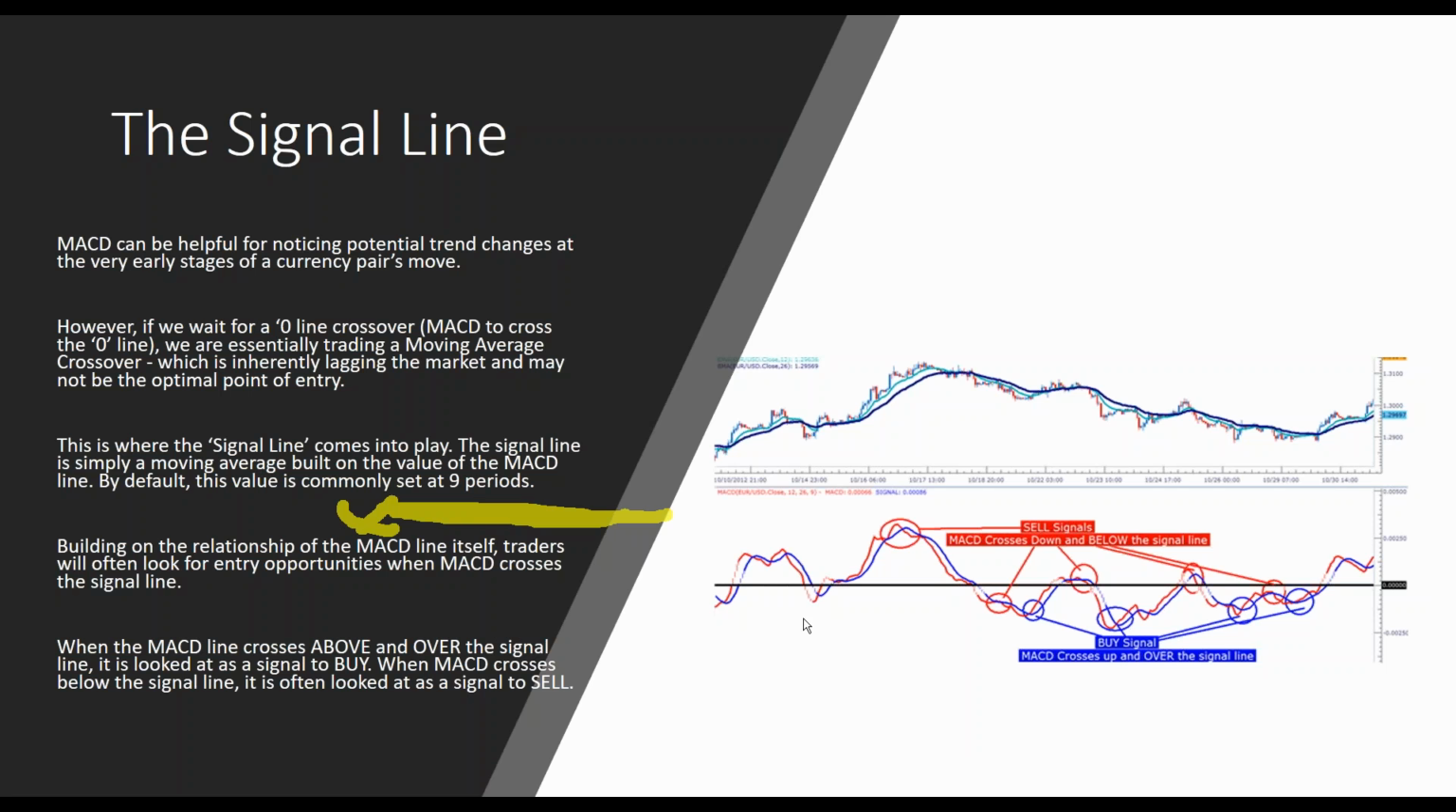The signal line. The MACD can be helpful for noticing potential trend changes at the very early stage of a currency pair's move. However, if we wait for MACD to cross the 0 line, we will essentially be trading a moving average crossover, which is inherently lagging the market and may not be the optimal point of entry. This is where the signal line comes into play. The signal line is simply a moving average built on the value of the MACD. By default, the value is the common 9 periods.